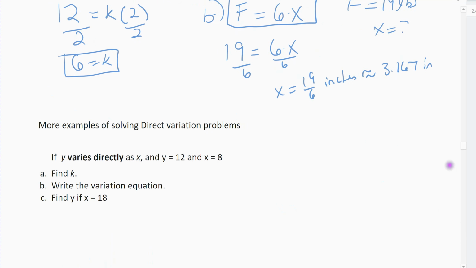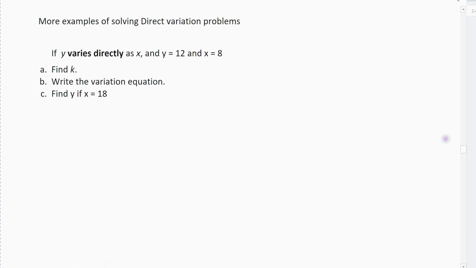All right, so we're just going to do a few more problems, just knowing it's directly proportional. This is just a couple of generic examples, and the book does do a few of these, and you'll have a few of these on your homework. And so this is how you solve these when it says y varies directly with x.